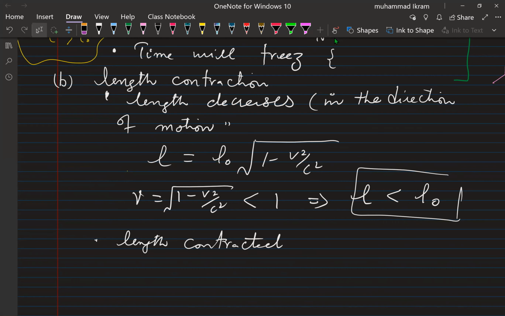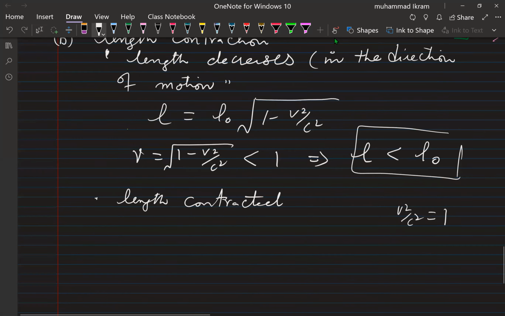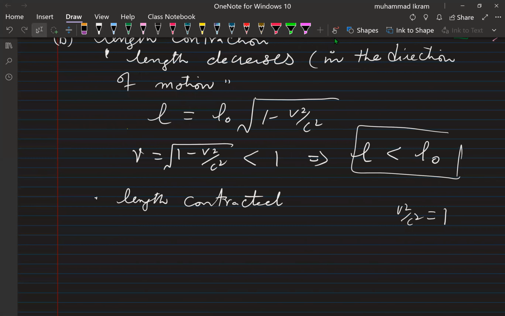And when an object moves with the speed of light, then the factor v square by c square will become 1 and the length will become 0. So what does this mean? That the object nearly ceases to exist, right? And at low speed, the relativistic length will become equal to the non-relativistic length, right? And there will be no relativistic effect observed for low speed objects in the direction of motion.